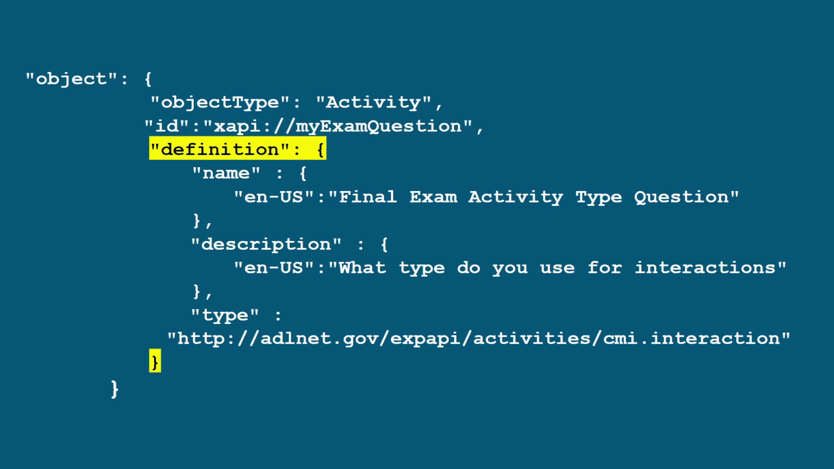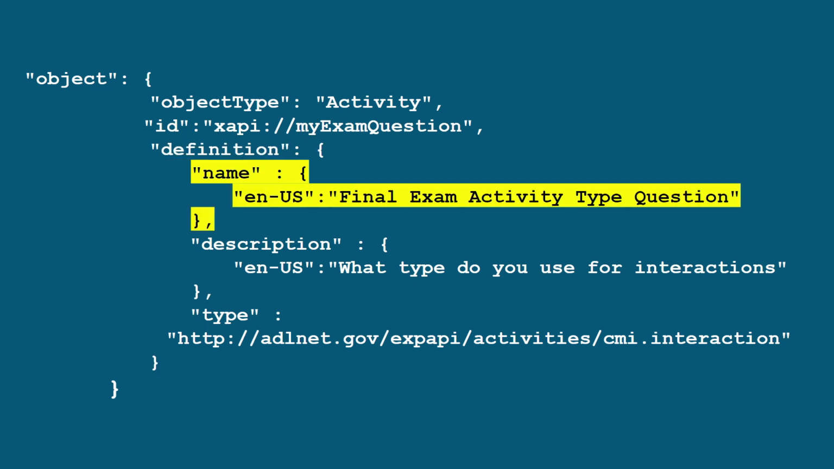Next, we have this sub-object definition. So object definition has other elements underneath it. We'll go through each one of those at a time. In definition, we have name. What's the name of this thing? Well, it's the final exam activity type question. It's a name for your question, so you can have your own convention on how you name your questions, but this is a short name to describe the question.